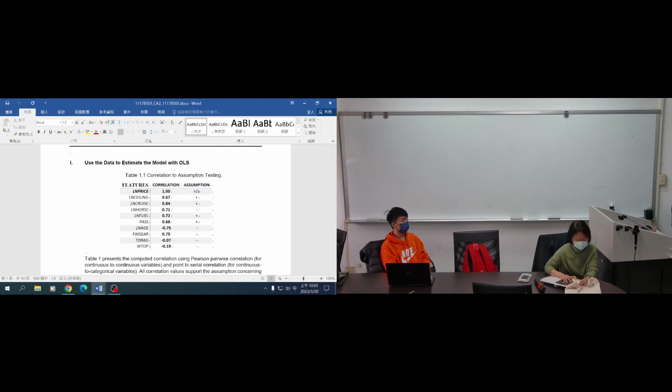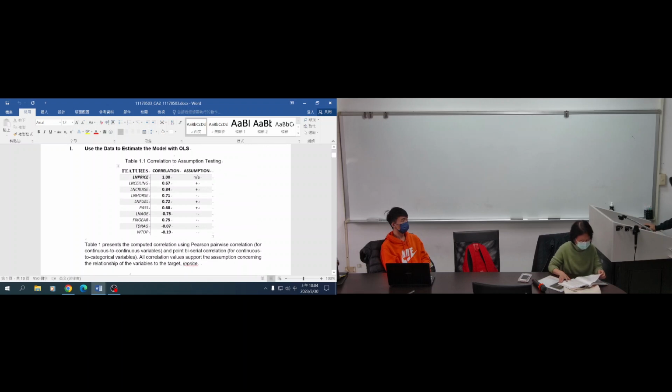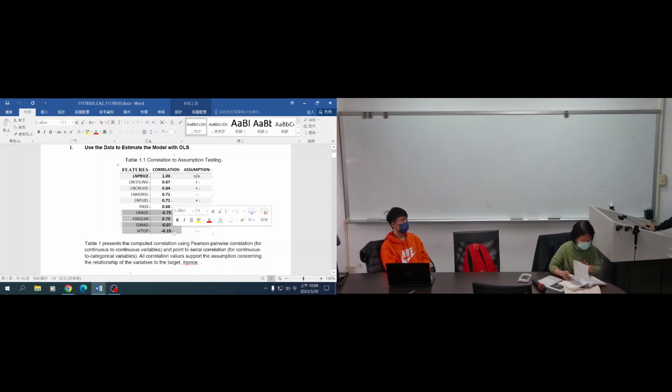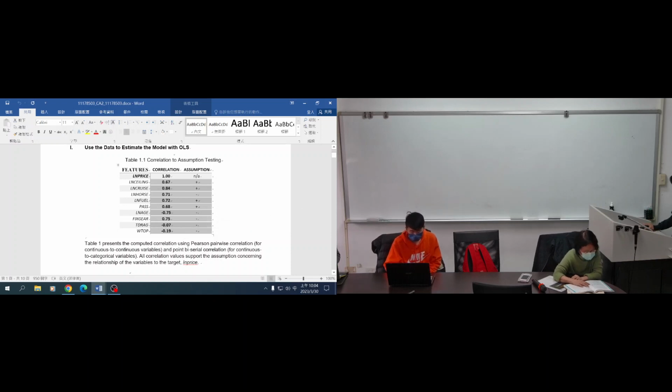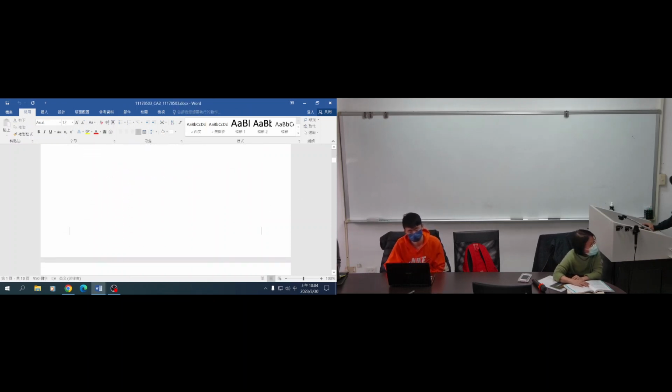Then I did the Pearson correlation on the continuous-to-continuous variables, with ln price as the target. Then for the categorical variables, I did the point-biserial correlation. I think that is the last three here, or no, the last four here. These are categorical variables, so I use point-biserial correlation here. Comparing the correlations and assumptions, all of the assumptions support the correlation values that I have computed using Python.